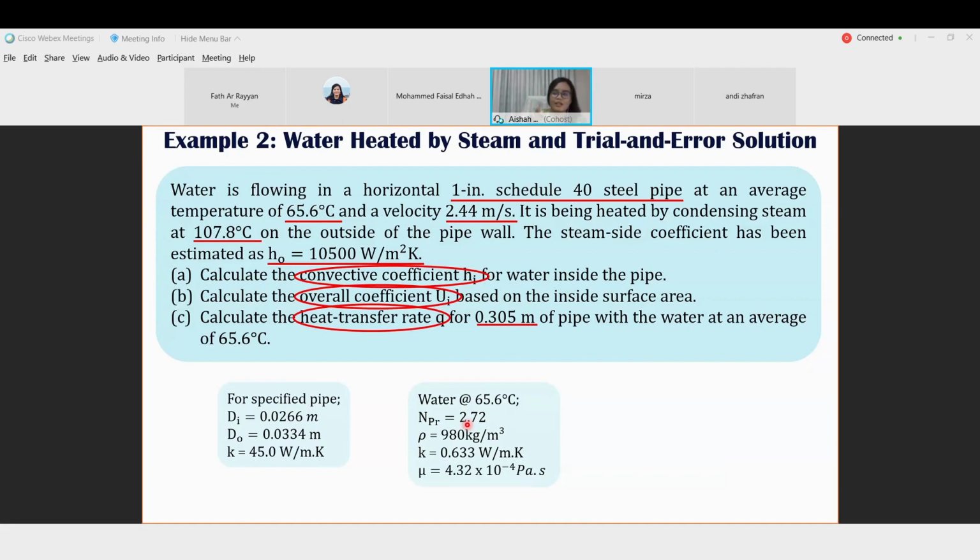So this is why convection can happen in a water kettle, for example. If it's heated from the bottom, the hot water will become lighter, as in smaller density, so it will rise to the top. So that's why we need to consider the density of water at different temperatures. So for the conductivity, k is 0.633 and mu is 4.32 times 10 to the power of -4.